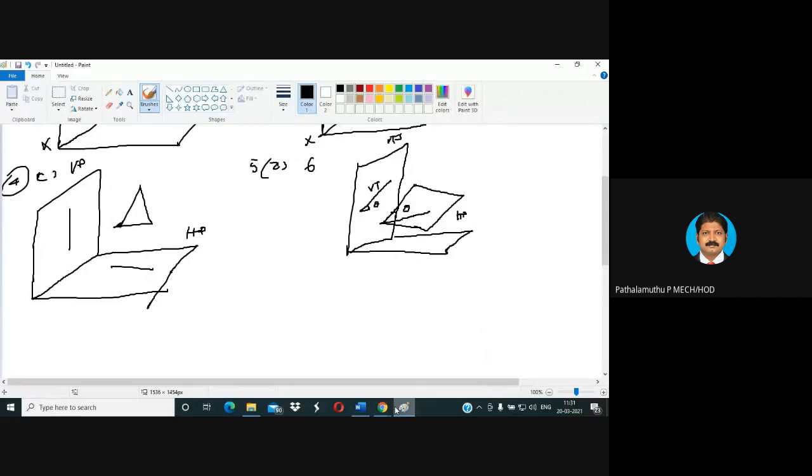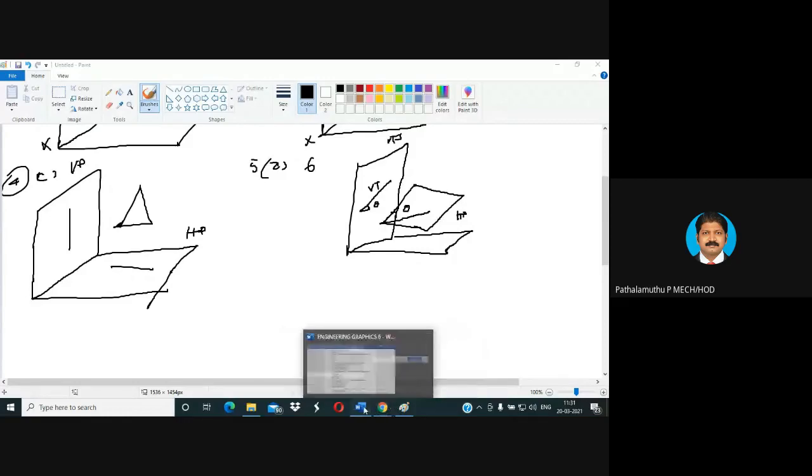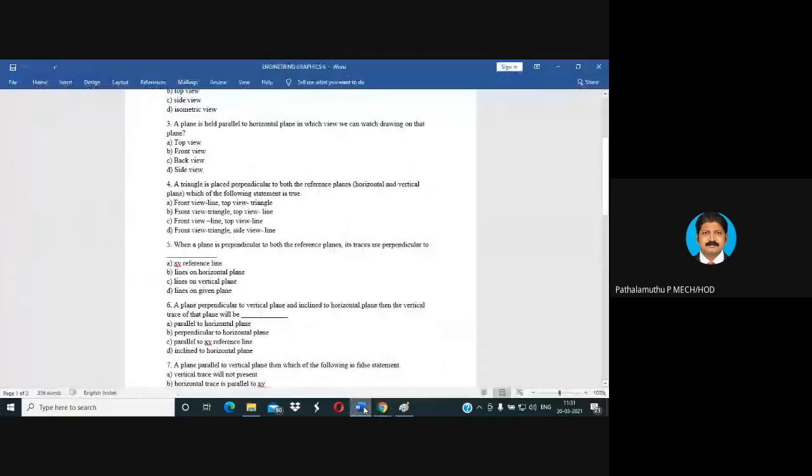The vertical trace is an inclined line on the vertical plane. So what are the given options? See the options. Parallel to horizontal plane is wrong, because the vertical trace is not parallel to the horizontal plane; it is inclined to the horizontal plane. So the first option is wrong.